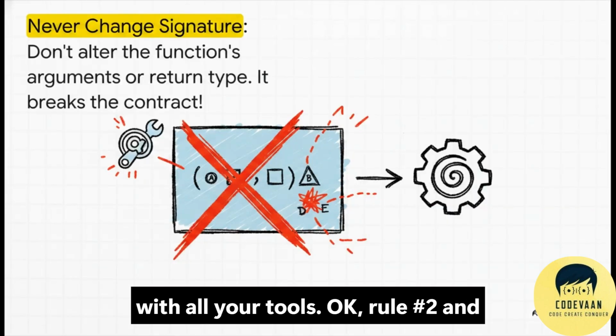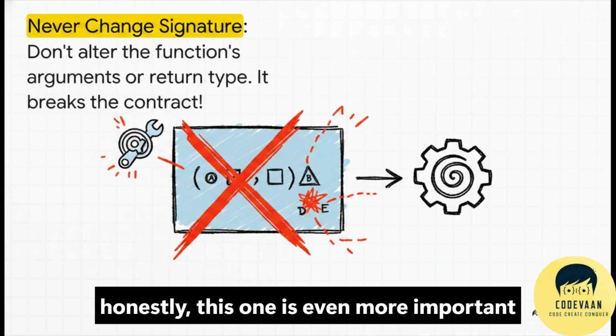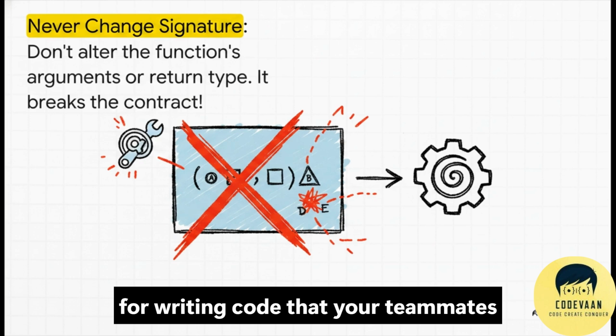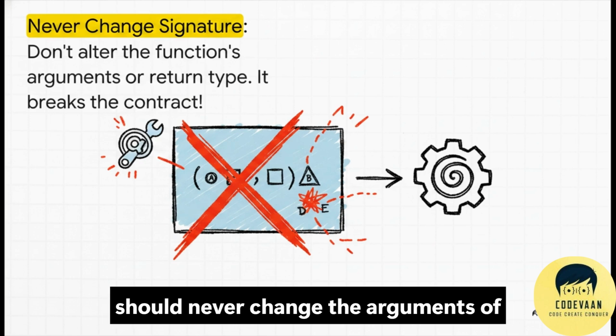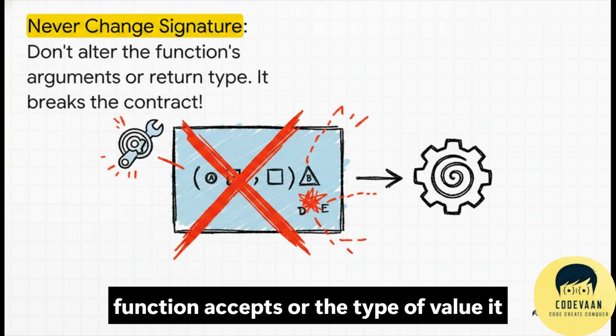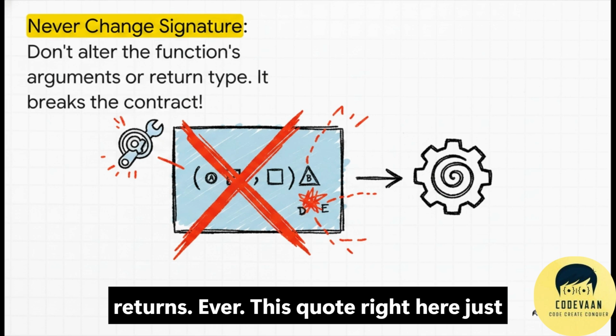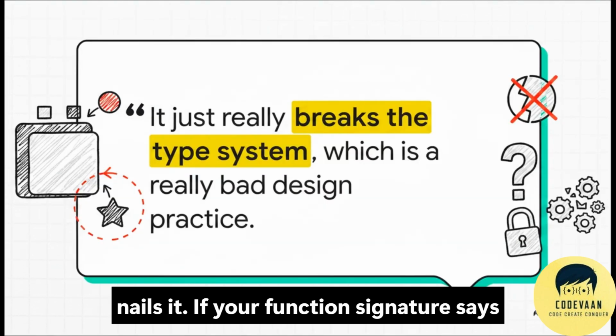Okay, rule number 2, and honestly, this one is even more important for writing code that your teammates won't secretly hate you for. A decorator should never change the arguments a function accepts or the type of value it returns. Ever. This quote right here just nails it.